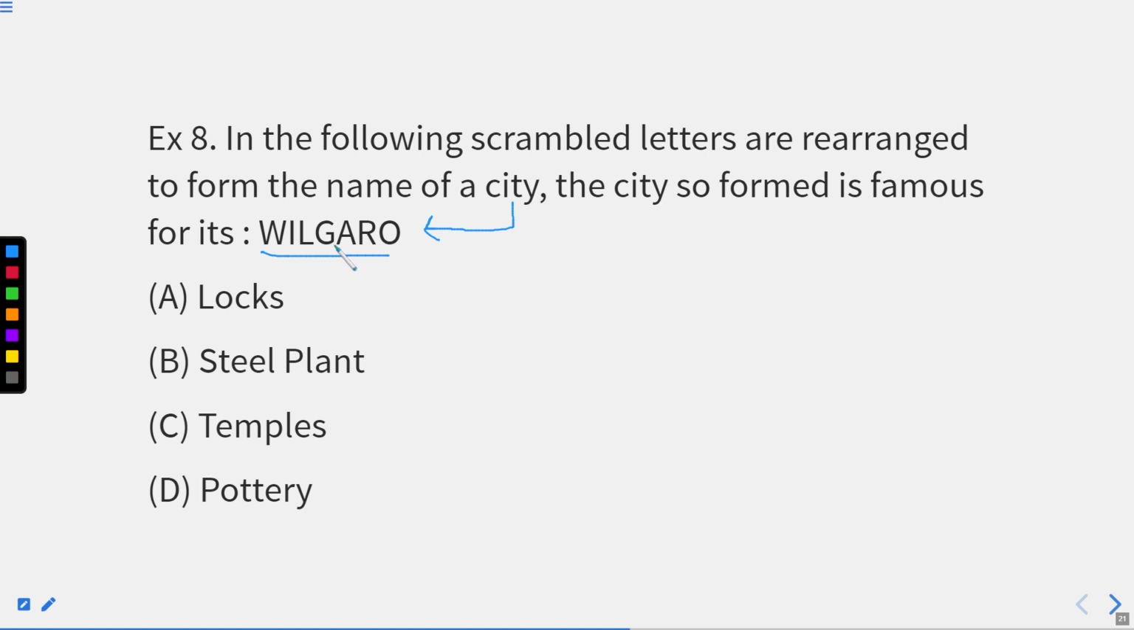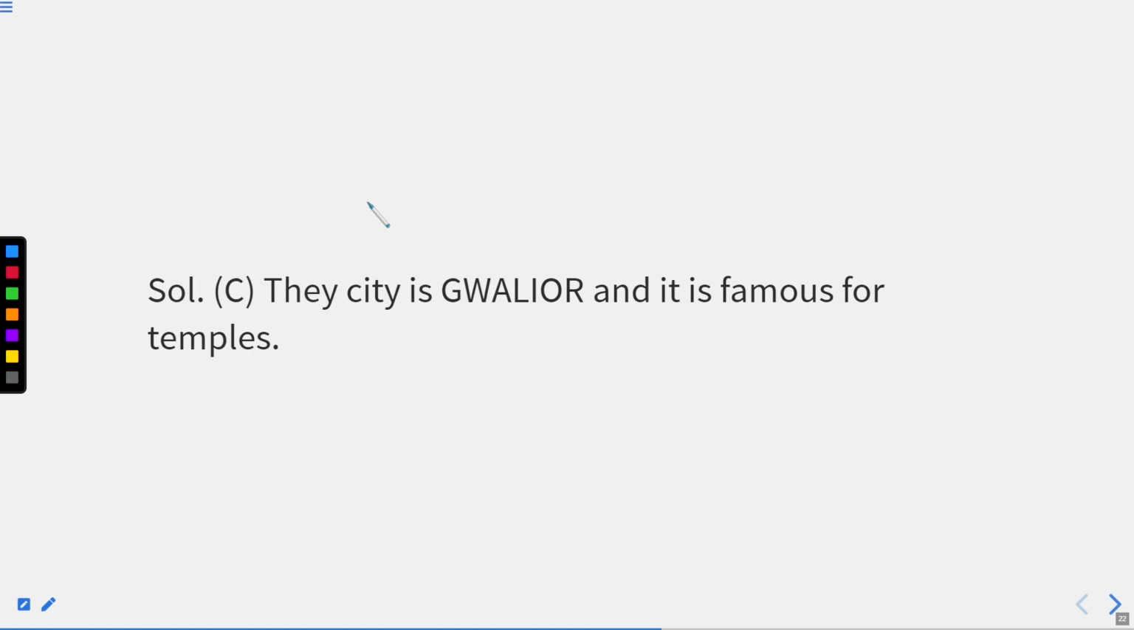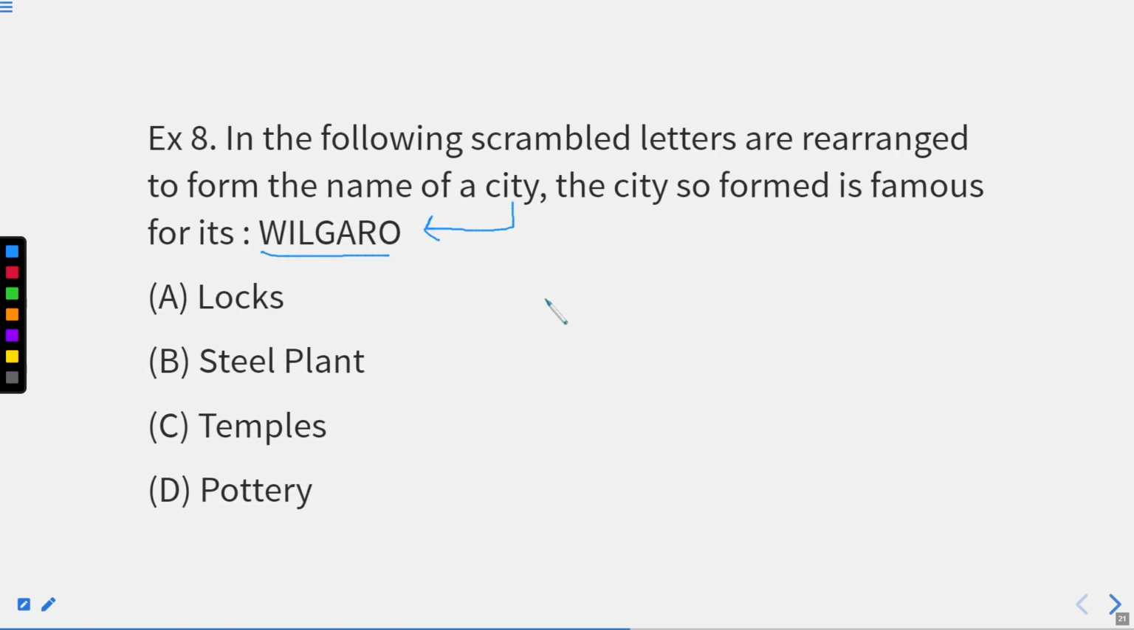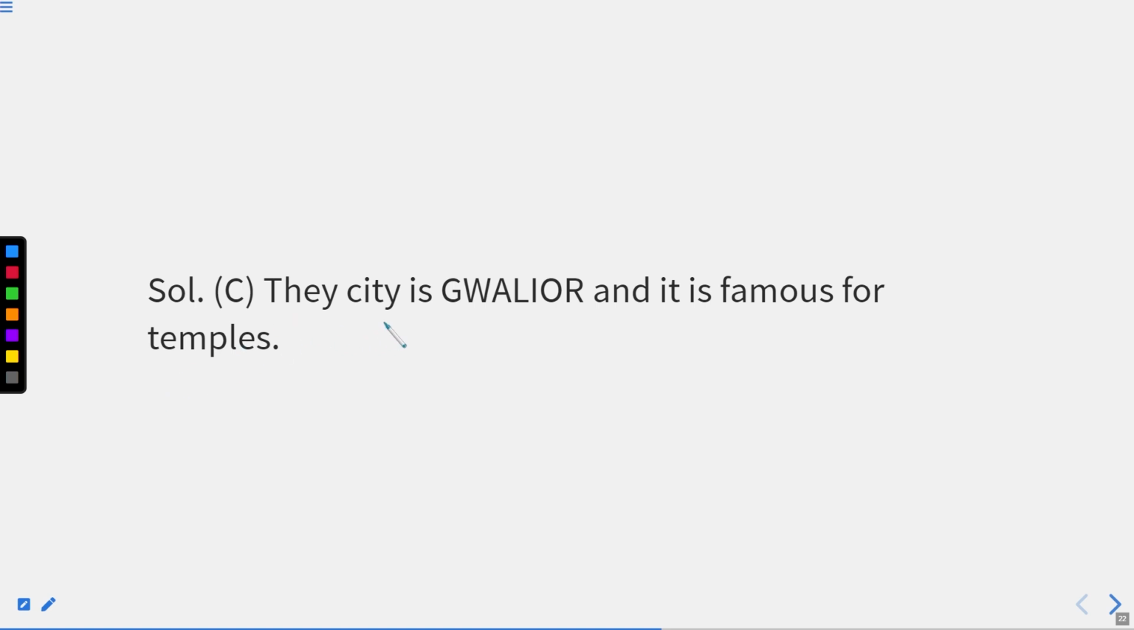So we can figure out by looking at the alphabets that this will form the name Gwalior, which is in Madhya Pradesh, right? So Gwalior, we know Gwalior. So Gwalior is famous for which of the following things? Those who have been to Gwalior earlier, those who are staying in Gwalior, they know very well that Gwalior is famous for its temples, right?